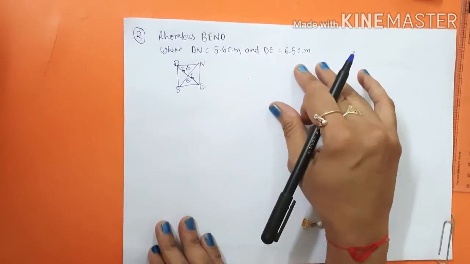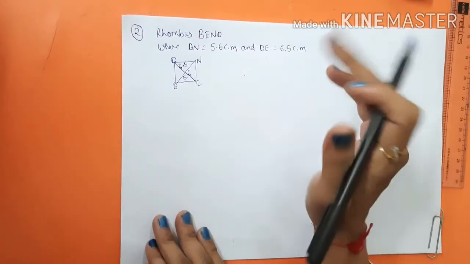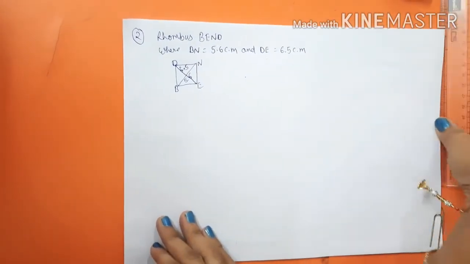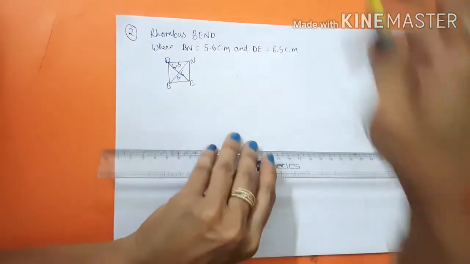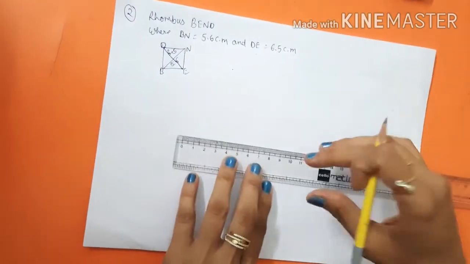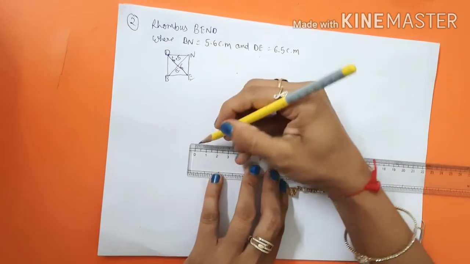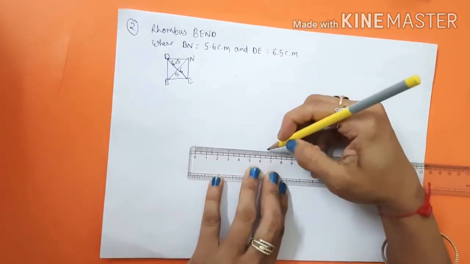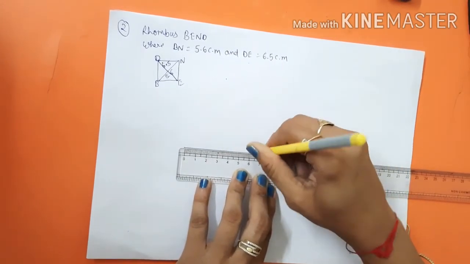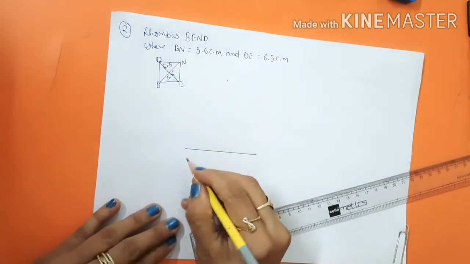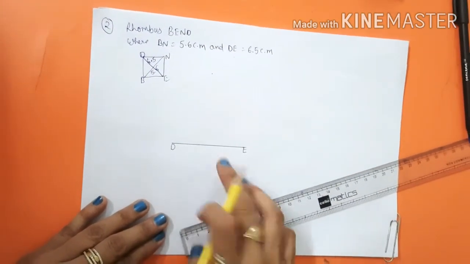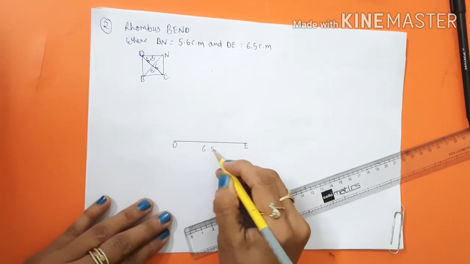When both the diagonals are given, we can start from any diagonal. We are taking here DE as diagonal. DE diagonal is a base. First we'll draw a 6.5 centimeter line. We'll take measurement of 6.5 centimeter and we draw a line segment. This is the base DE. We have taken one diagonal as a base, 6.5 centimeter.